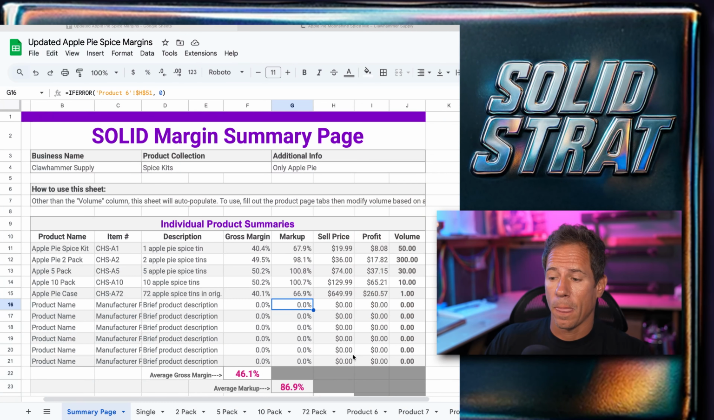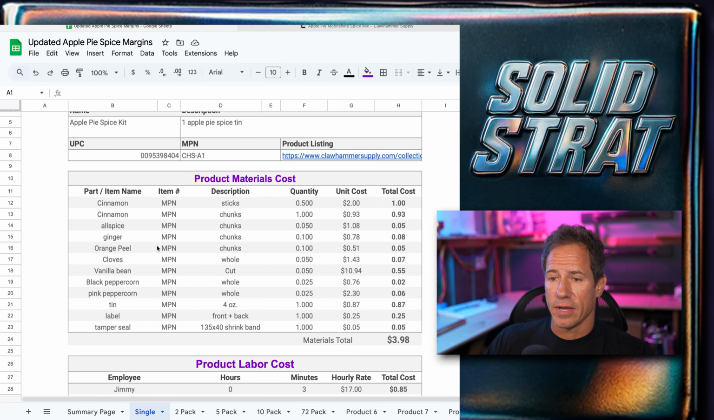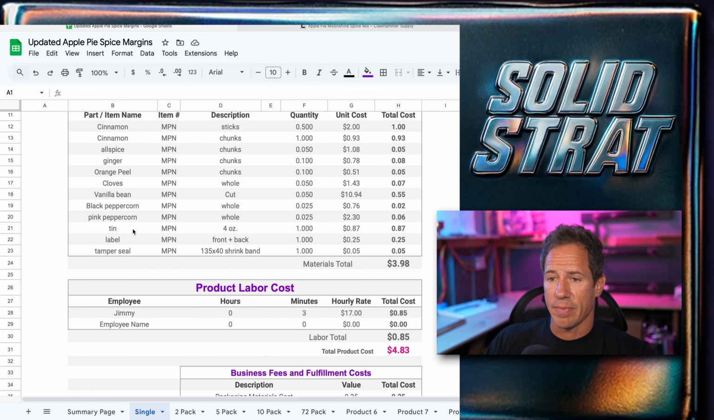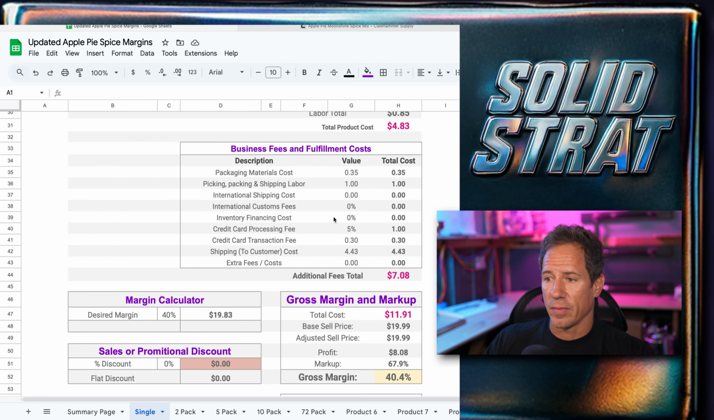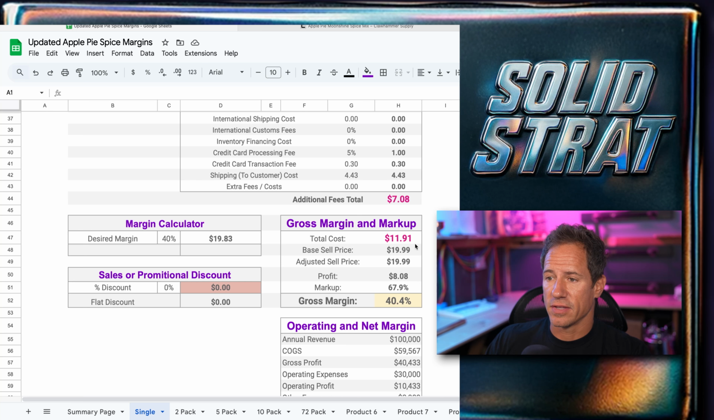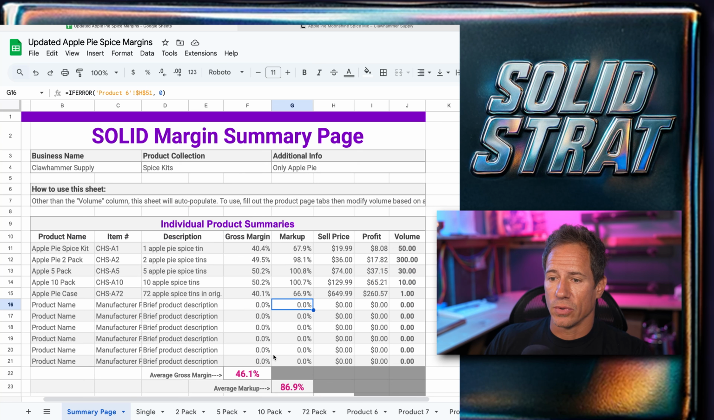which I happen to. And the reason for that is because I've used this Solid Strat margin calculator to calculate all of the margins for my product. So, here are all the ingredients. Here is the packaging, the tamper seal, my labor, all of my shipping charges and fees and everything. And for my single here, my margin is 40.4%. You don't need to use this spreadsheet, but this spreadsheet does make it easier. As a bonus, it actually gives you the average gross margin as well.